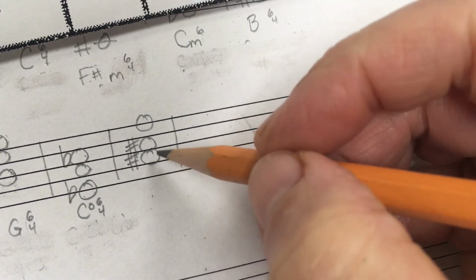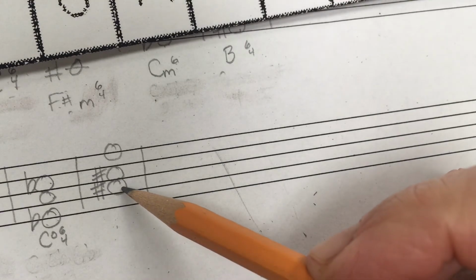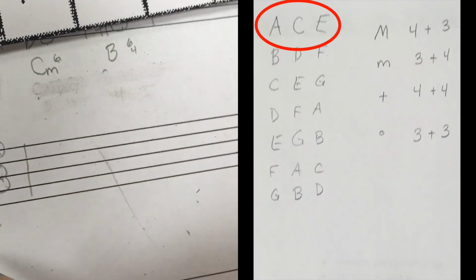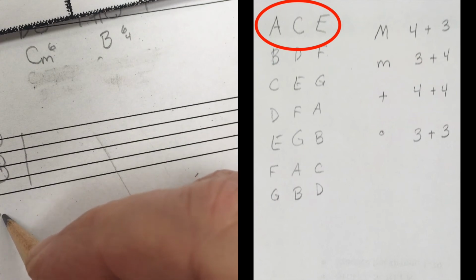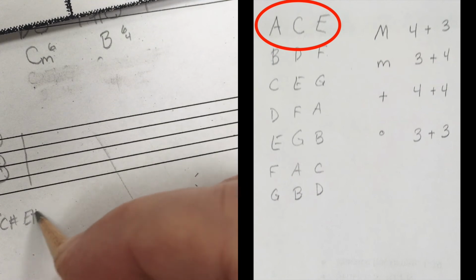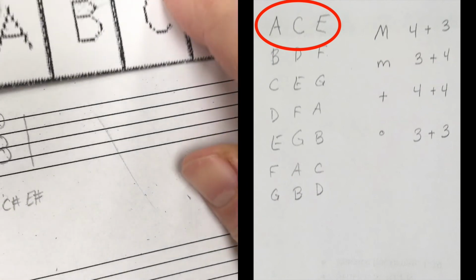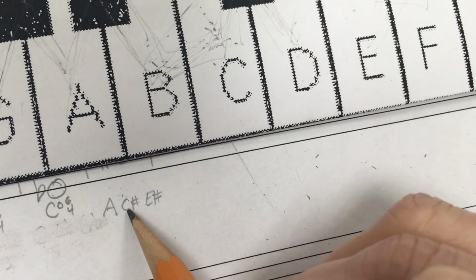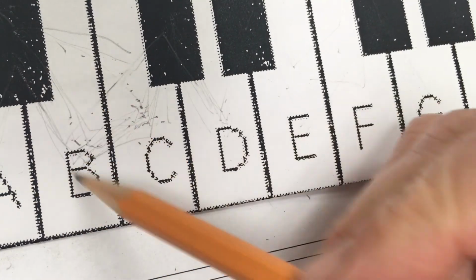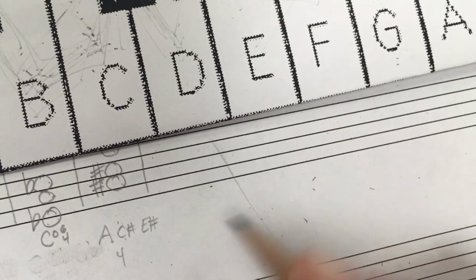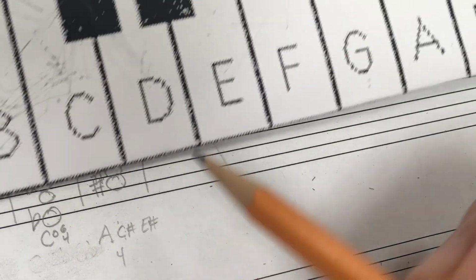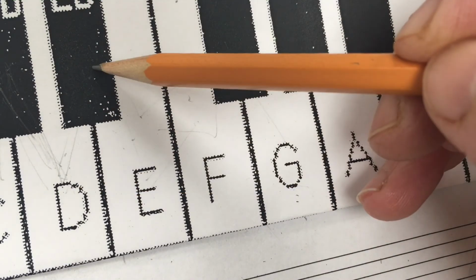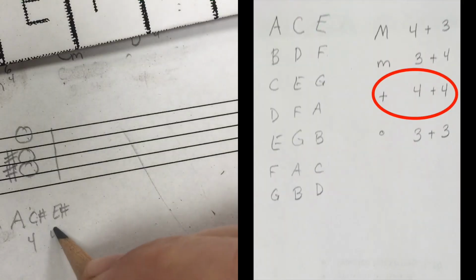Okay, now here we go. We have C sharp, E sharp, and A. C sharp and E sharp. Okay, let's figure out the quality of this chord. First of all, the distance between the root and the third. 1, 2, 3, 4. 4. Now the distance between the third and the fifth. 1, 2, 3, 4. 4.